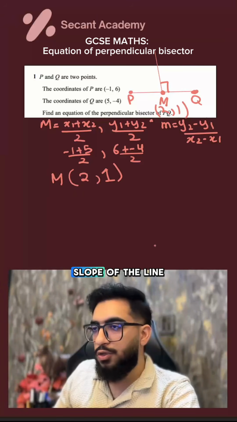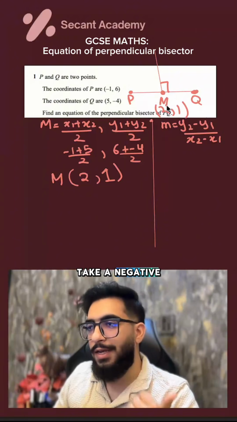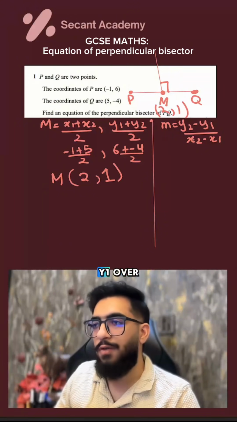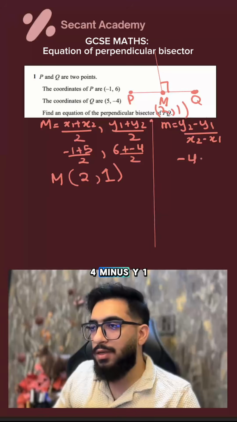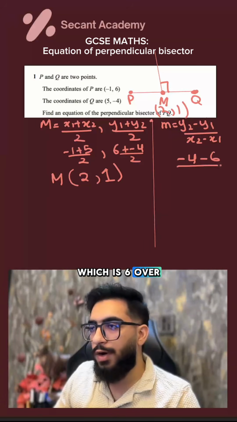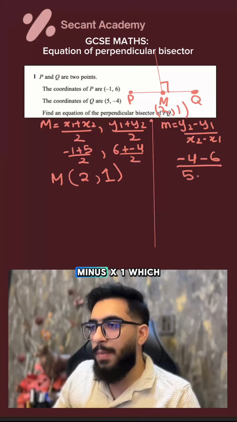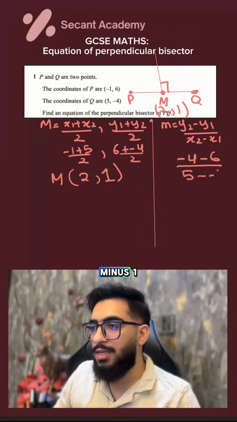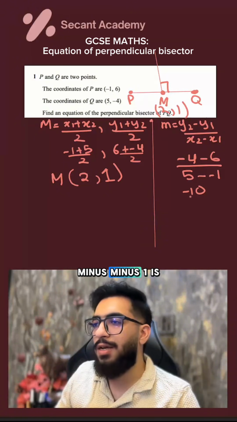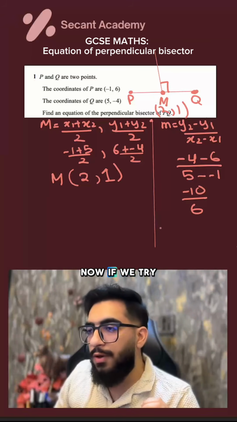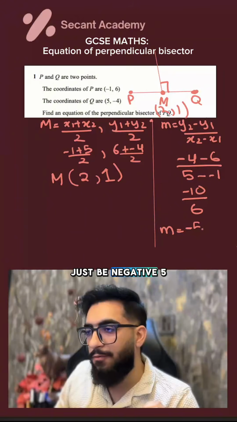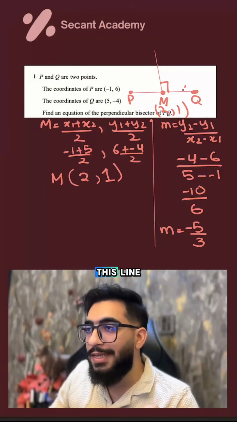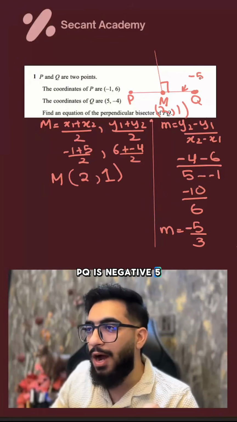Now let's work out the slope of the line PQ, and then we can take the negative reciprocal. The slope is y2 minus y1 over x2 minus x1. So y2 is minus 4 minus y1, which is 6, over x2, which is 5, minus x1, which is minus 1. Minus 4 minus 6 is minus 10, and 5 minus minus 1 is 6. So m is negative 10 over 6, which simplifies to negative 5 over 3. The slope of the line PQ is negative 5 over 3.